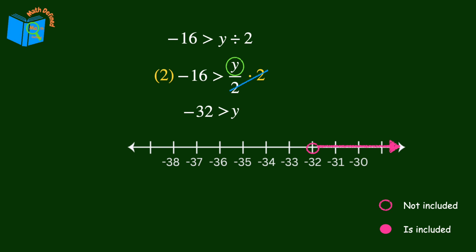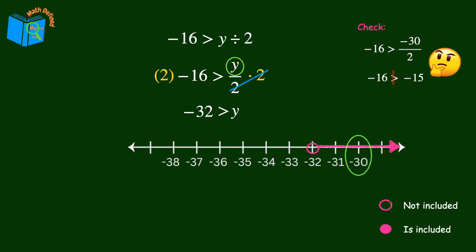Let's see what happens when we check our solution. We'll substitute -30 back into the inequality. On the right side, -30 divided by +2 is -15. Is -16 greater than -15? No. Our arrow is shading the wrong values. We need the arrow to shade values less than -32 because y is less than -32.